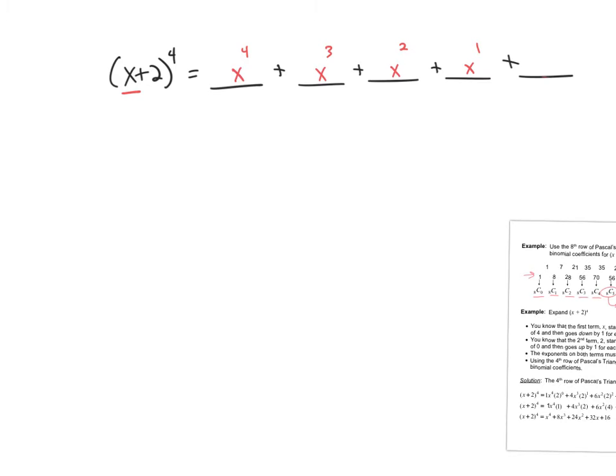Okay, then I'm going to look at the next one, which is a 2, and I'm going to reverse it. This is going to be 2 to the 4th, 2 to the 3rd, 2 to the 2nd, 2 to the 1st, and 2 to the 0. Again, remember, anything to the 0 power is just 1, and 1 times anything is just itself. So if you want to, you could leave this term off.